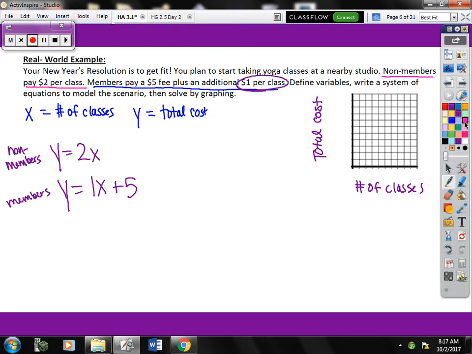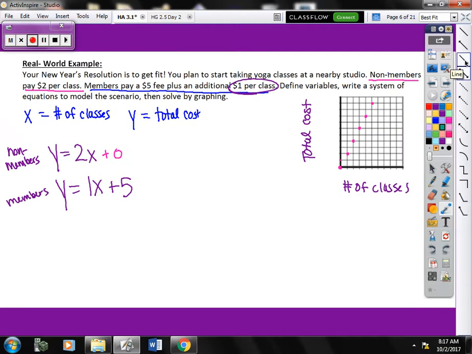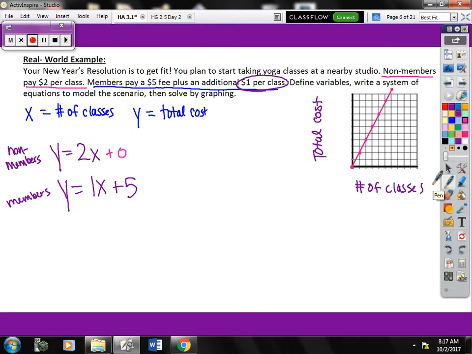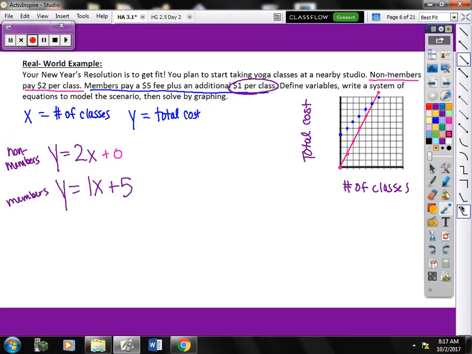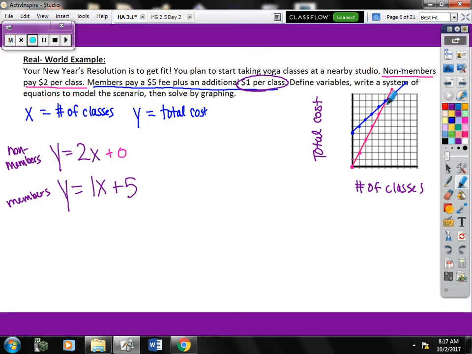And then from here, you're going to graph each line. So the first one, we're going to start at our y-intercept of 0 and count up 2 and over 1. And this one will look more like a ray because you can't have a negative number of classes. And the next one we would start at 5 on our y-axis. We'll go up 1 and over 1. And we should see that they cross.